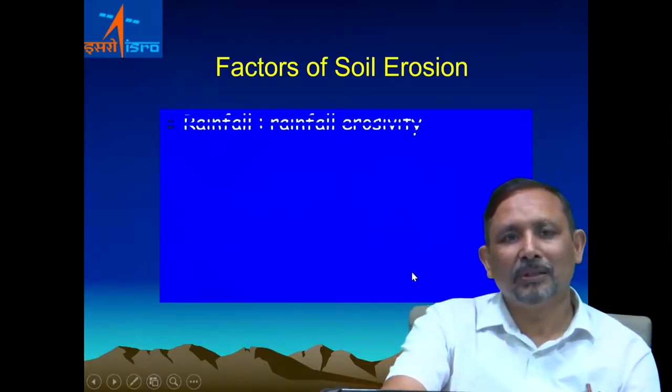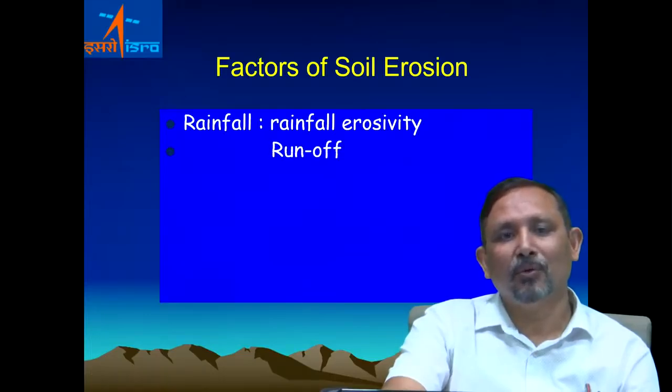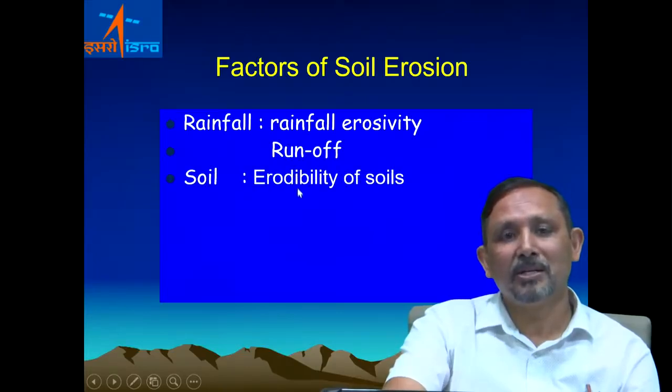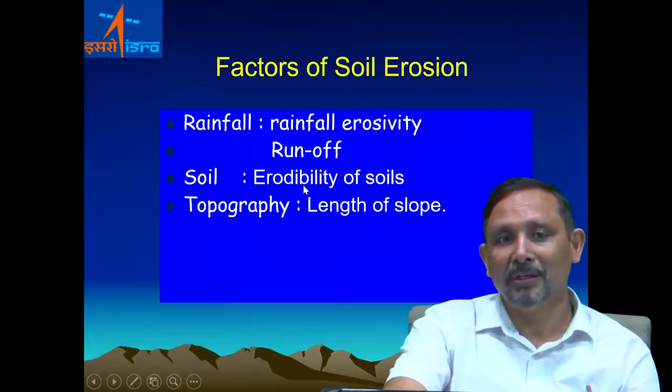But before that, we should know what the factors for soil erosion are, because we need to calculate those factors. Then only we can go for the quantitative assessment of soil erosion. One major factor is rainfall, where you get two things: rainfall intensity or rainfall erosivity, what is the power of rainfall; and runoff, how much runoff water is generated. Then soil. We characterize whether the soil is erodible or not. So we calculate the soil erodibility.